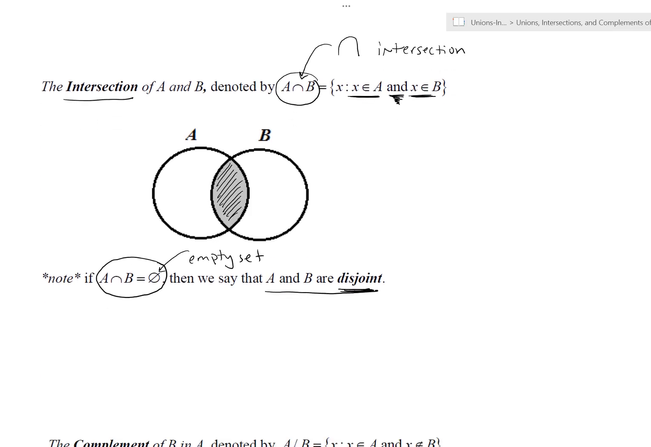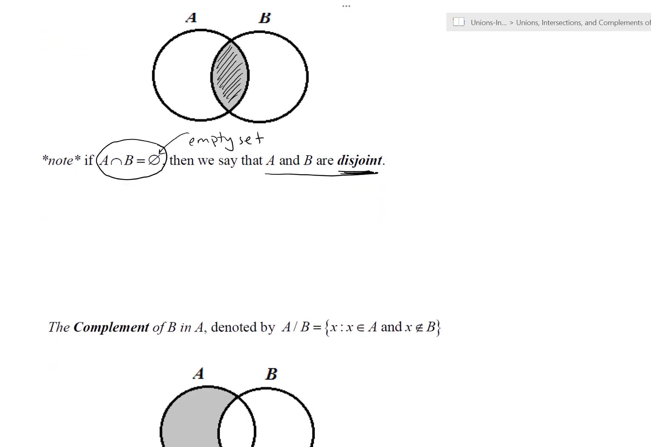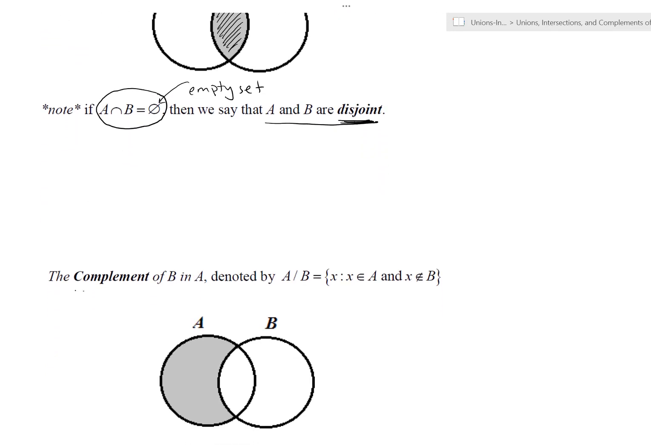It can happen. How about the complement? The complement of B in A, denoted here by A and then this slash-looking thing, B, almost like a fraction symbol. Or you could also say A complement B, the complement of B in A. And what is that? It's the collection of everything that's in A, but is also not in B.